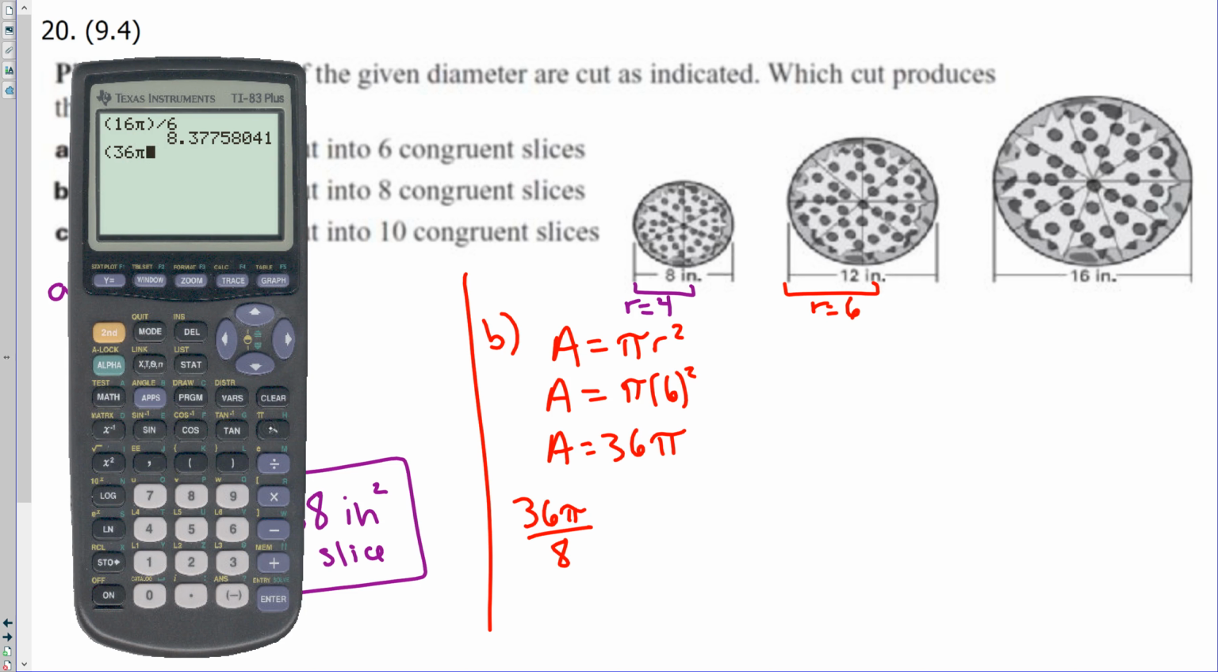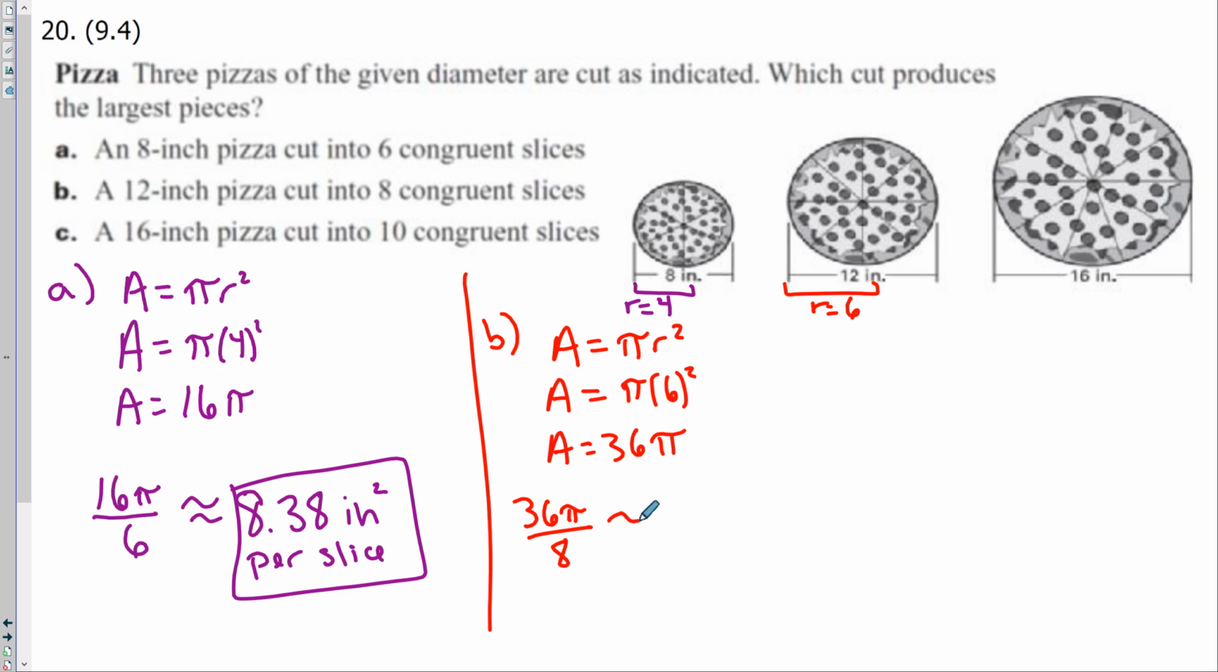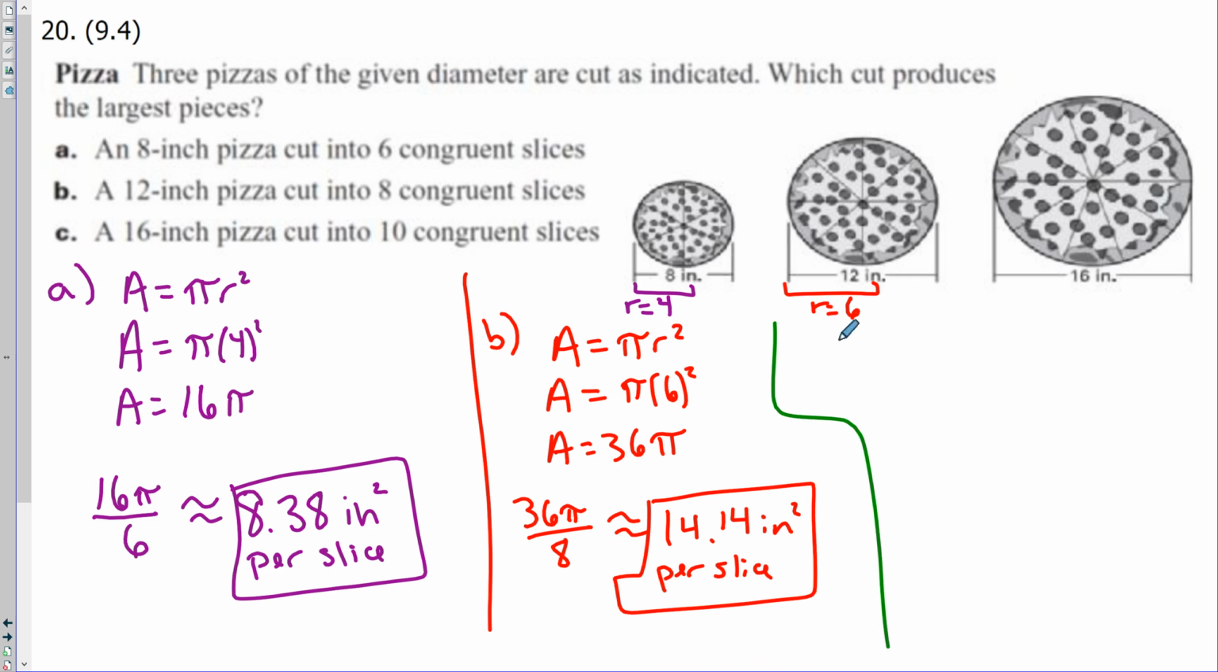36 pi divided by 8, 14.14 if we round it to 2 places. And this would be square inches per slice. So you pizza lovers out there, right? Clearly more pizza per slice on that one. Right? That's pretty nice. Make sure you go for the bigger size, huh?